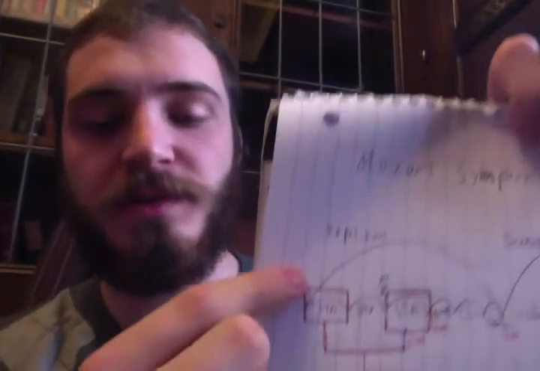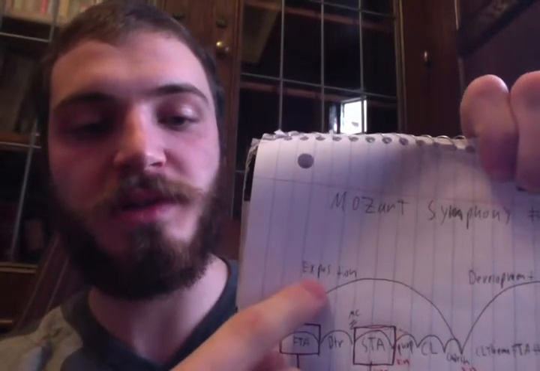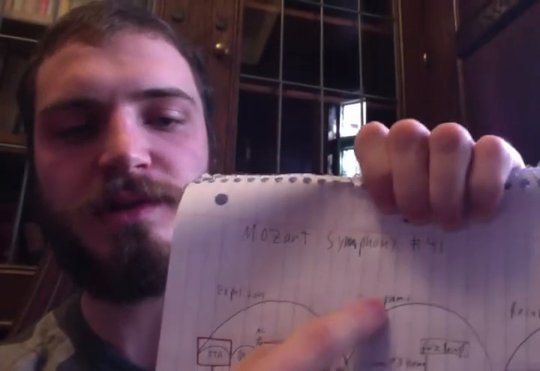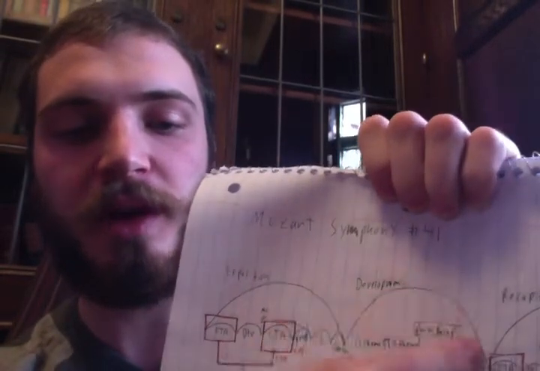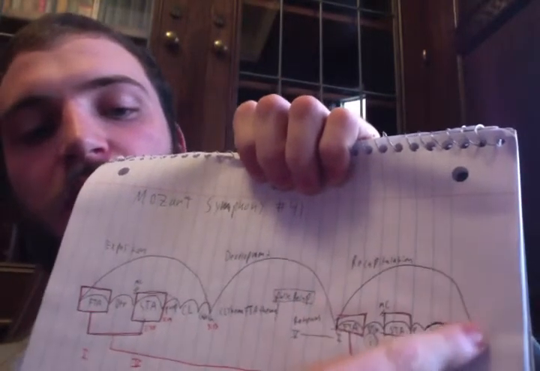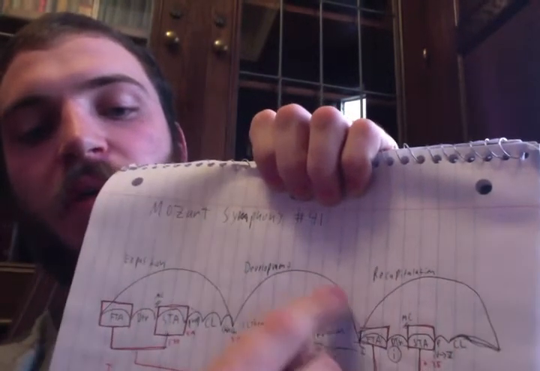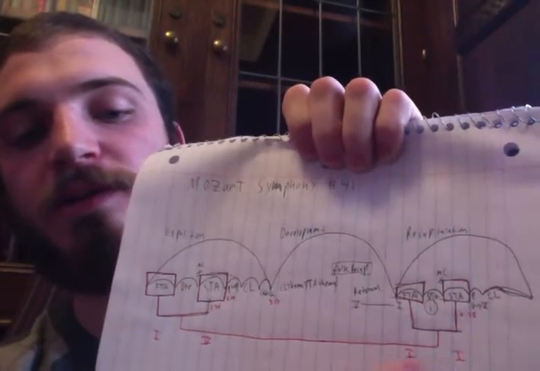So there's the first subsection, the exposition, then there's a development where the characters kind of battle it out, and then the recapitulation is the last large section where they come together in the same key. The one indicates that it's the original key.